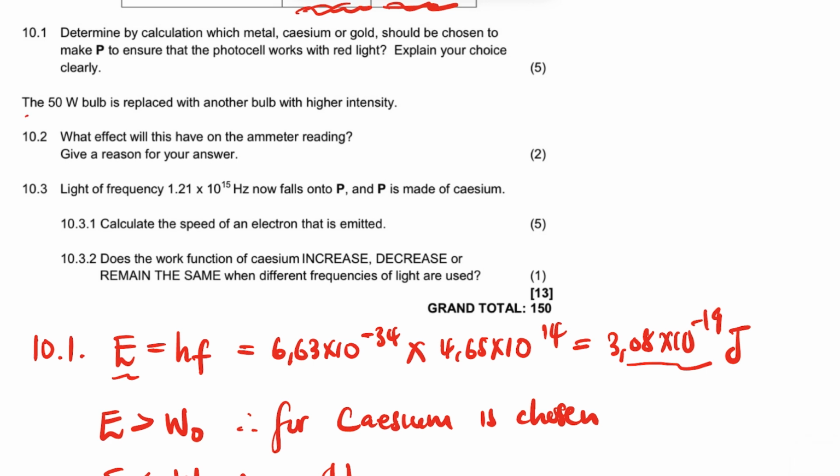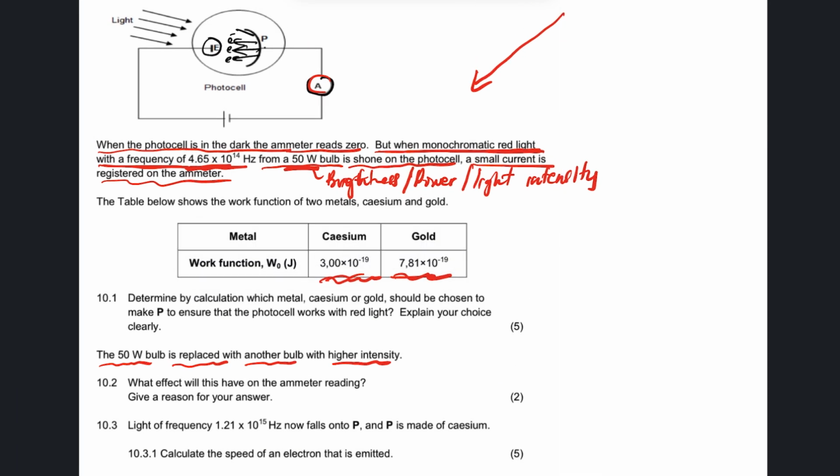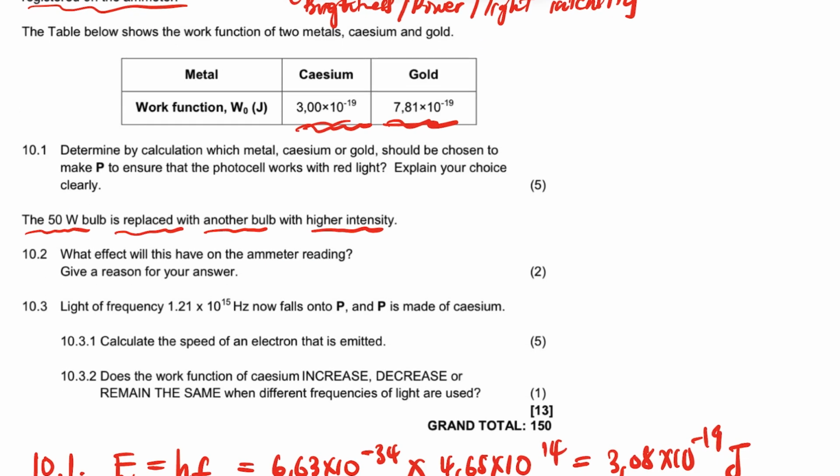Now it says the 50-watt bulb is replaced with another bulb with the higher intensity. So they used the 50-watt bulb there, and now they've used the one with the higher intensity. Let's say they use the 60-watt bulb, which is the brighter bulb. Now it says, what effect will this have on the ammeter reading? Give reason for your answer. Very important.